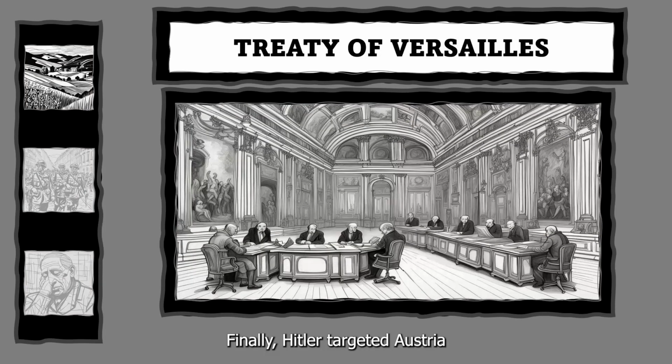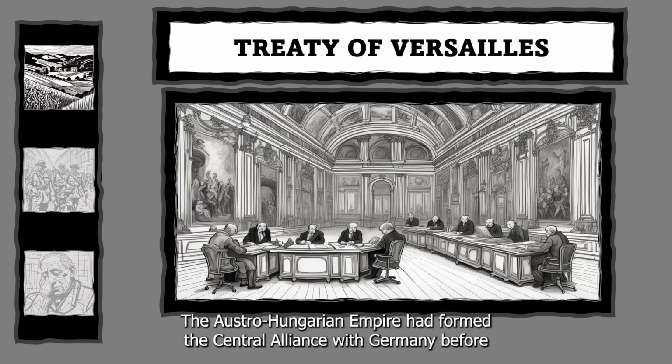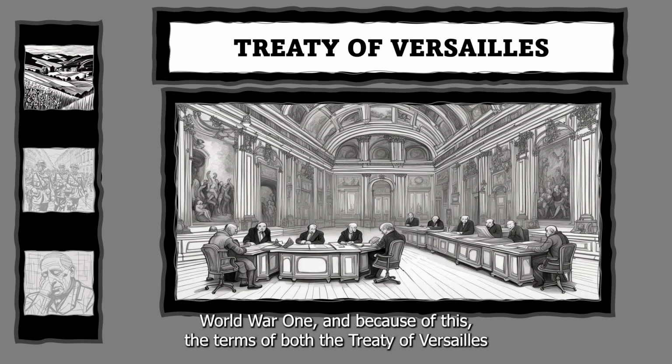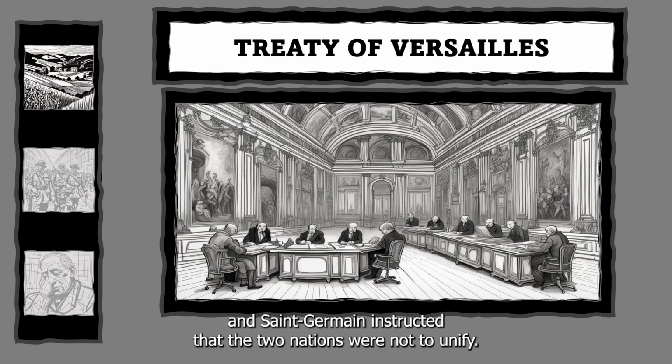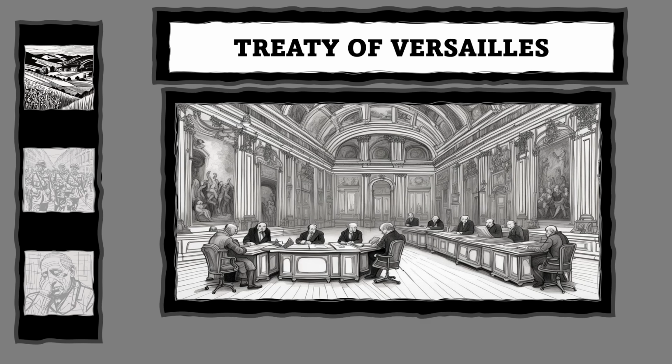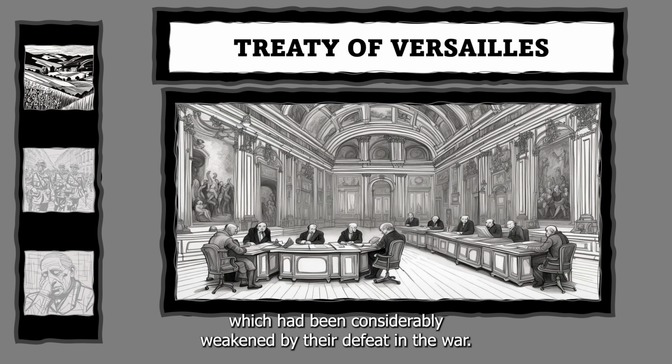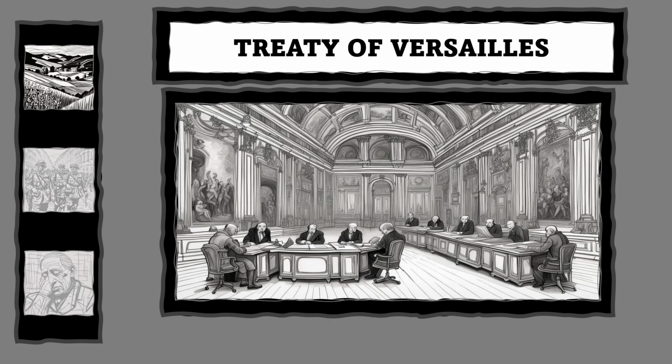Finally, Hitler targeted Austria because it was another way to defy the Treaty of Versailles. The Austro-Hungarian Empire had formed a central alliance with Germany before World War I, and, because of this, a term of both the treaties of Versailles and Saint-Germain instructed that the two nations were not to unify. This hurt the pride of both nations, which had been considerably weakened by their defeat in the war.